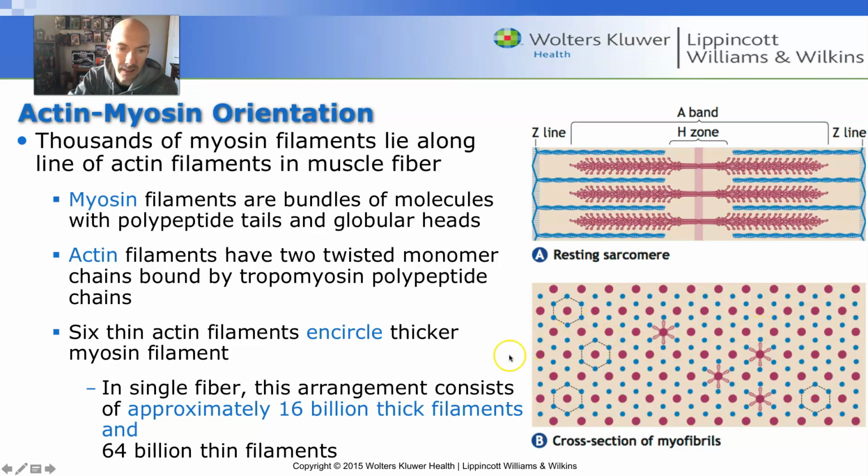So look at this. In a single fiber, there are approximately 16 billion myosin, which are the thick filaments, and there's a 6-to-1 ratio. So there's 64 billion thin filaments in an individual muscle fiber, myofibril, I should say.